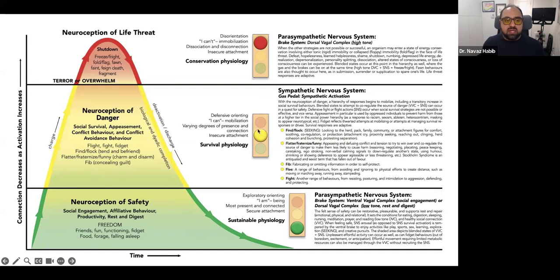And this activates survival physiology, specifically turning on the sympathetic nervous system and getting us into a sympathetic activated state. This is pushing the gas, the accelerator in the car. There are moments where we go into a state of terror or overwhelm, and this goes into shutdown state. And when we're here, we're in freeze state.